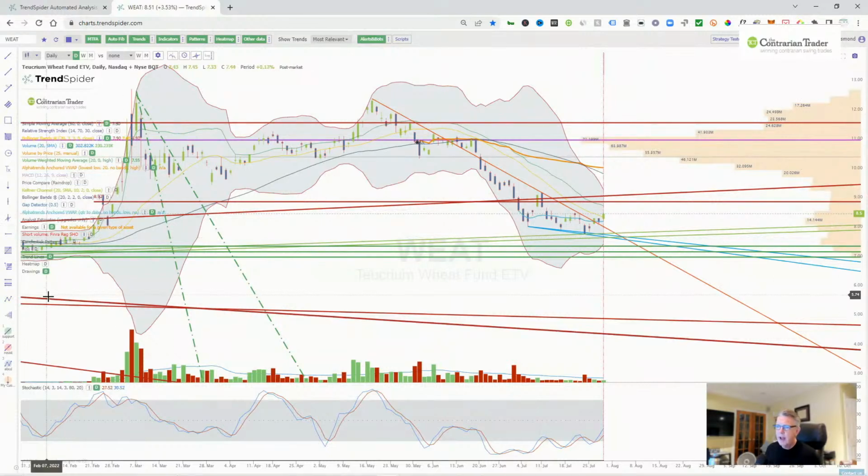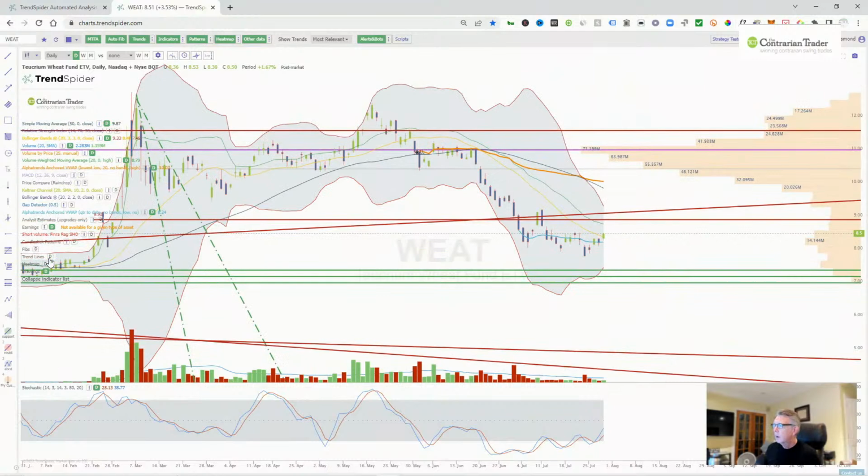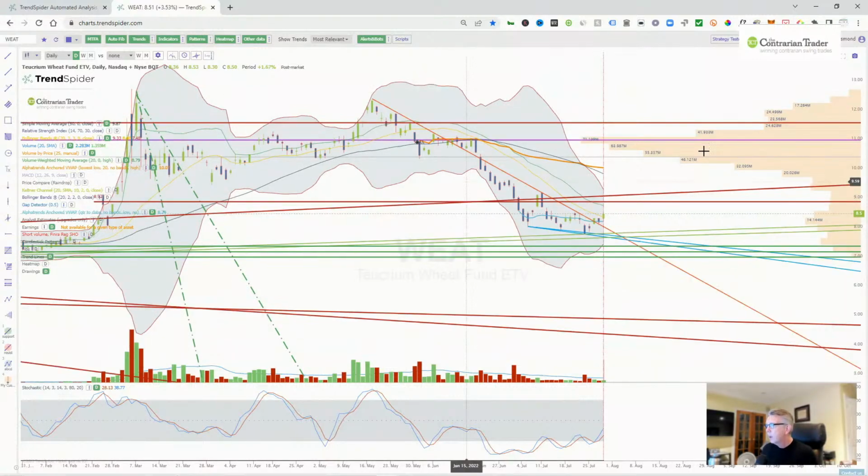Daily chart. Now here's the value of the automated trend lines, folks. This is how you save time using TrendSpider. Pull up your chart. Oh, I wonder if there's a breakout here. Boom. Click of a button. Automatically, the computer pops up your resistance level. We have broken out. We're going up higher on wheat. We're going up to $8.94 before we see resistance.